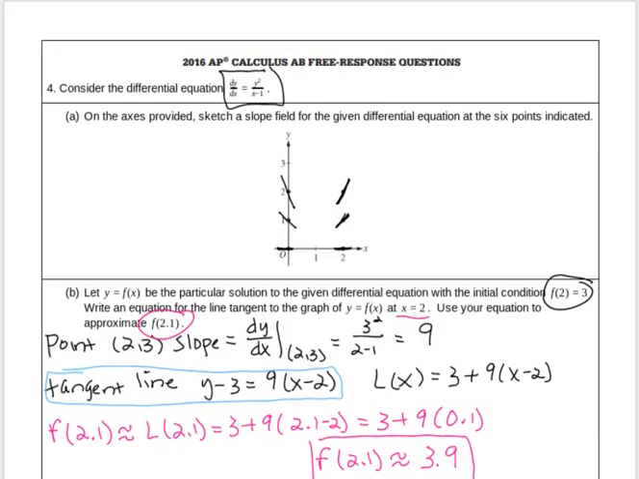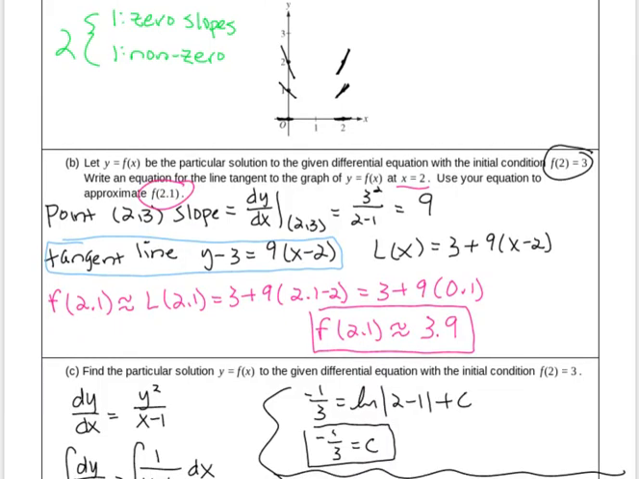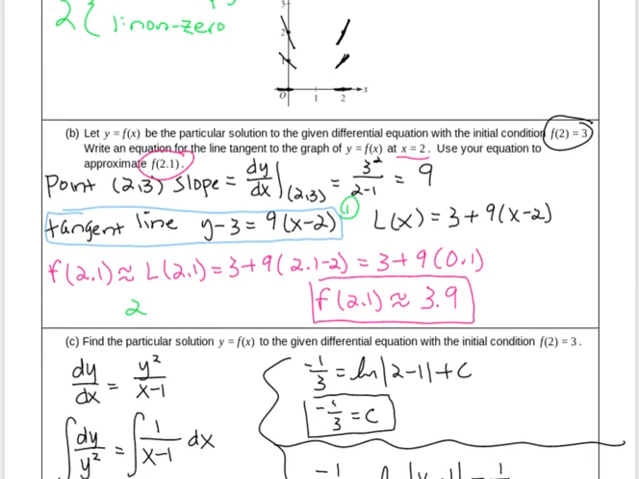Okay, so in part A, this was worth 2 points. It was 1 point for your zero slopes, and then 1 point for any non-zero slopes. This was also worth 2 points. Pretty typical, one for your tangent line and then one for your approximation.